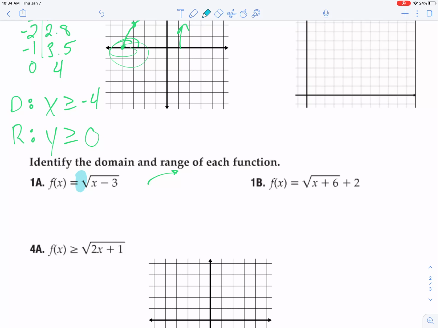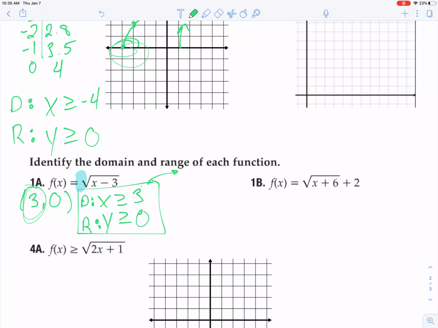Next, I'm going to use what the vertex is. So I know that it is at 3, because it's opposite of what you think, and then 0. So I can do the domain by saying that x is greater than or equal to this value right here. And y is, since it goes up, going to be greater than or equal to this value right here. And I should probably label those domain and range, just like that.